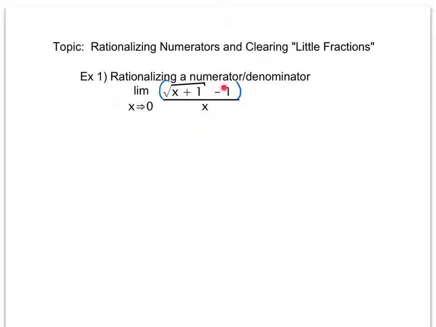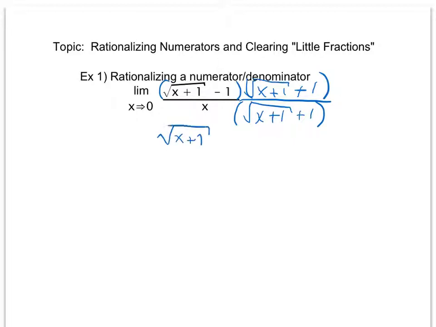So remember, conjugate means it changes only by that middle sign. So I'm going to say that this is the same thing as the square root of x plus 1. But if I multiply that by the top, in order to not change my expression, I also have to multiply it on the bottom. Well, on top, I notice I'm in the form a minus b times a plus b. Well, if I have a minus b times a plus b, I know that's going to give me a squared minus b squared. And I'm going to go ahead and leave the bottom in this multiplication form. I'm going to wait to distribute.